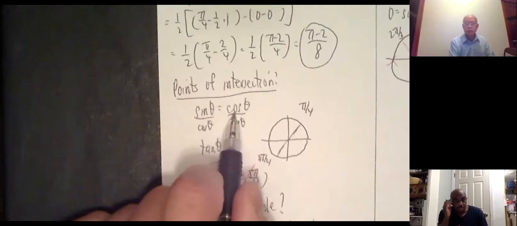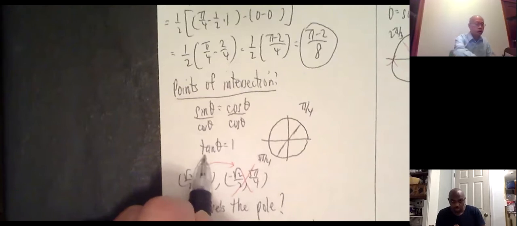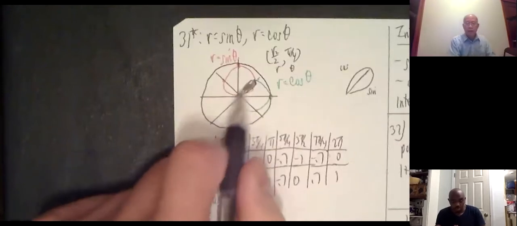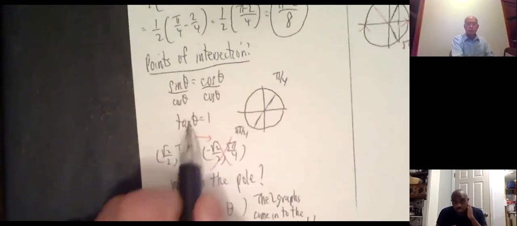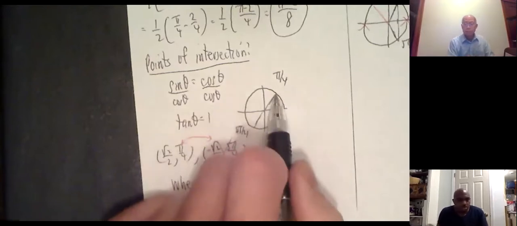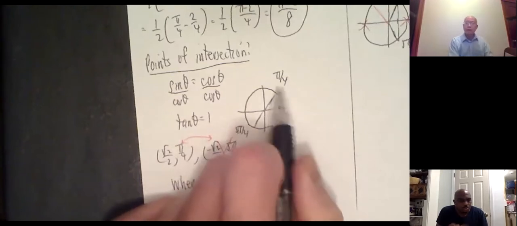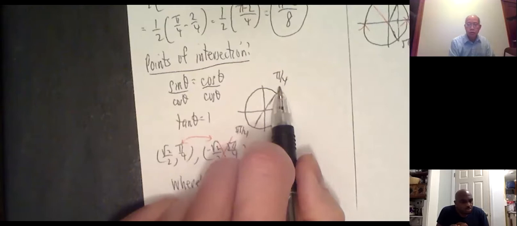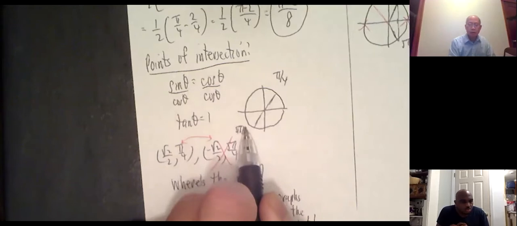So set these equal. Sine theta equals cosine theta, or divide both sides by cosine theta. Tangent theta equals 1. Again, we know by looking at it that they touch here and here, 0 and pi over 4. But let's see what happens when I set them equal. Tangent of what angles comes out to be 1? Well, pi over 4, 5 pi over 4. Because at pi over 4, both x and y are radical 2 over 2. So if we divide sine over cosine, you get 1. At 5 pi over 4, they would both be negative radical 2 over 2. So if you divide, you also get 1.